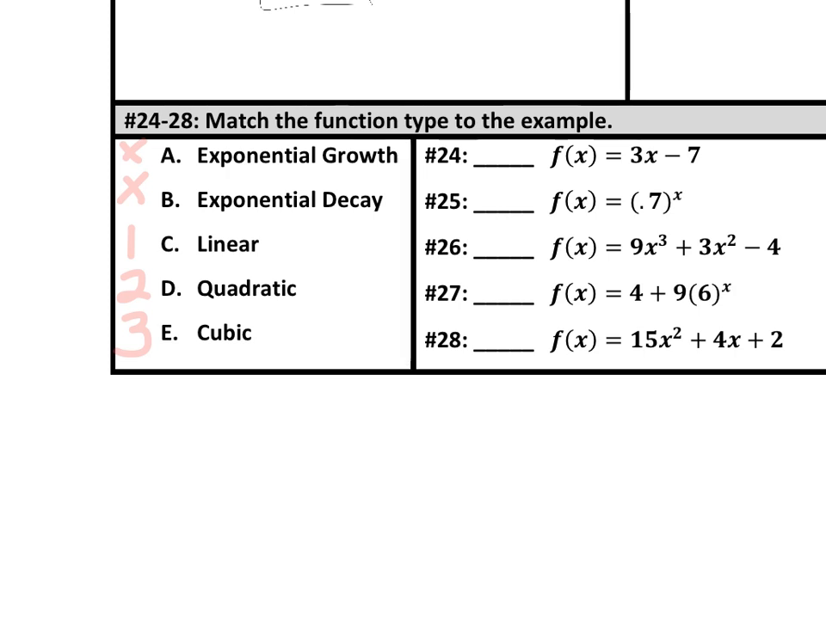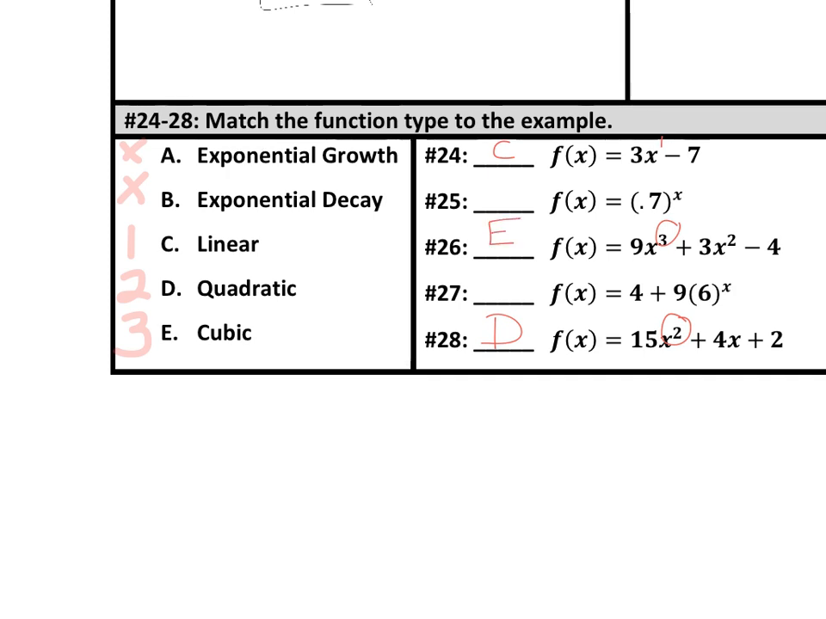All right, so let's look at C for linear. We need an exponent that is a 1. Okay, so invisible 1 for our exponent. Looks like we have number 24 for that. So number 24, invisible exponent of 1, so that is letter C. Quadratic is the biggest exponent of 2. The biggest exponent of 2 is found on number 28, so 28 is D. Cubic, biggest exponent 3, happens on number 26, so 26 is E.